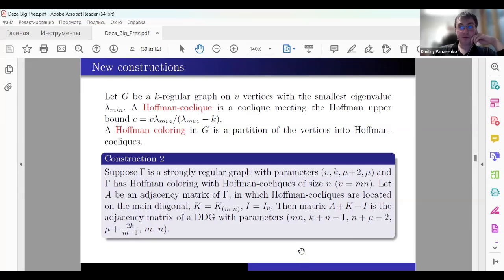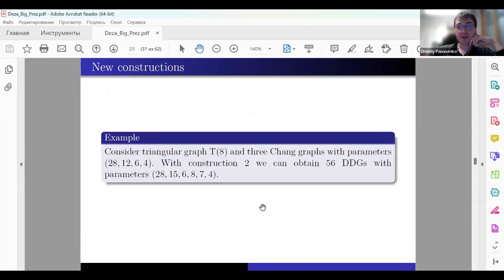And also this set of parameters. For example, we can get 56 different divisible design graphs from 4 strongly regular graphs with this construction, because we can have different partitions into Hoffman cocliques for these graphs. So we can get from the triangular graph or Chang graphs with parameters 28, 12, 6, 4, DDGs with parameters 28, 15, 6, 8, 7, and 4.